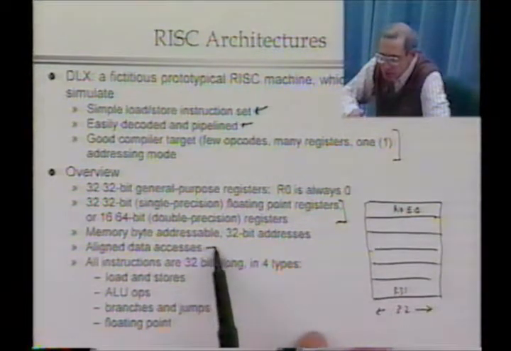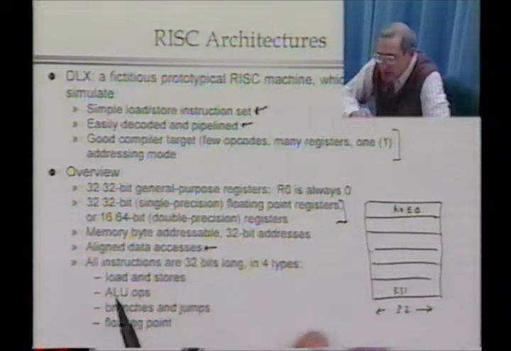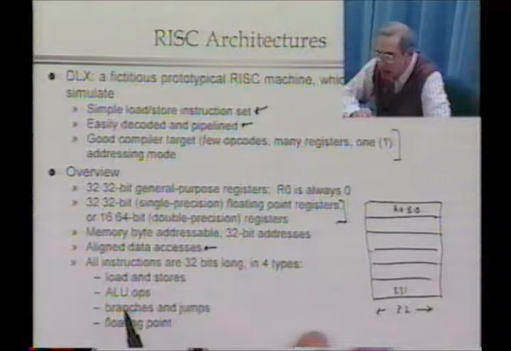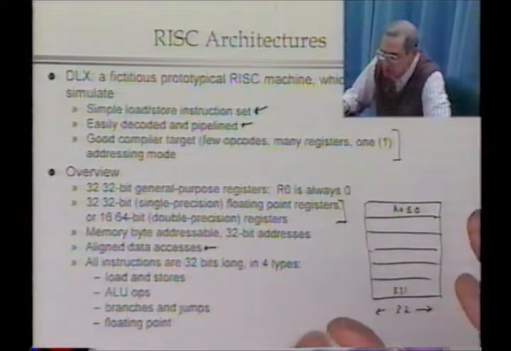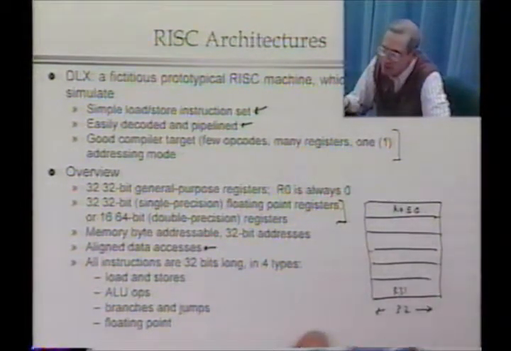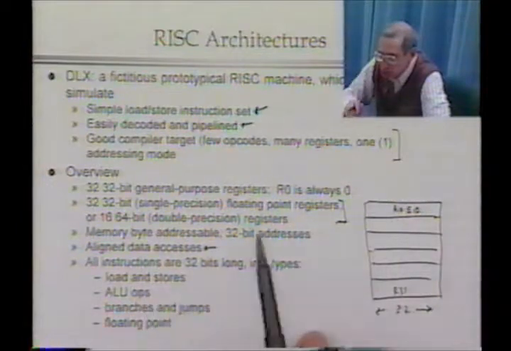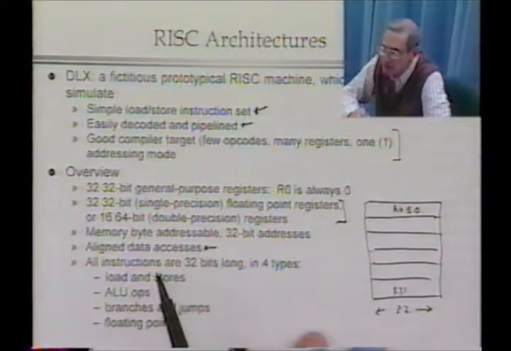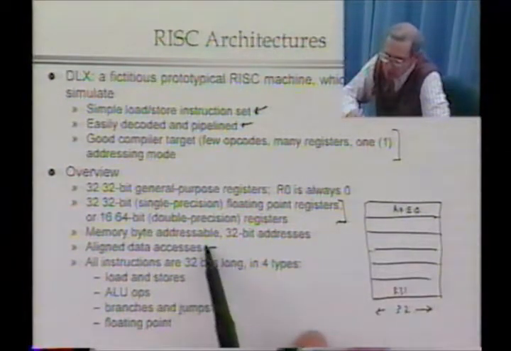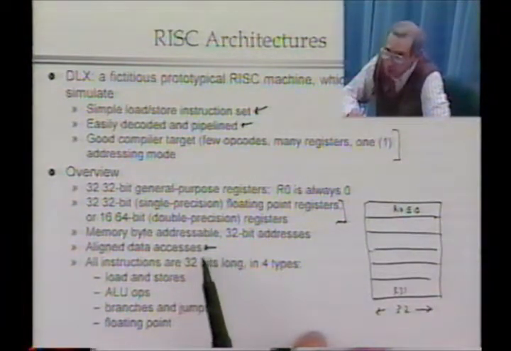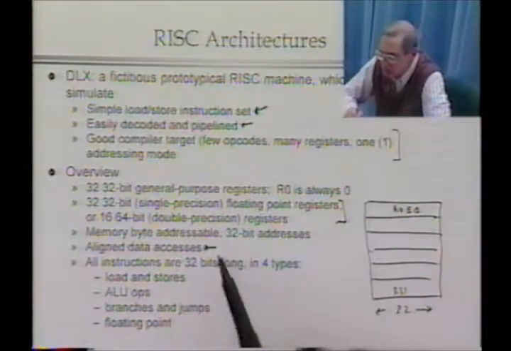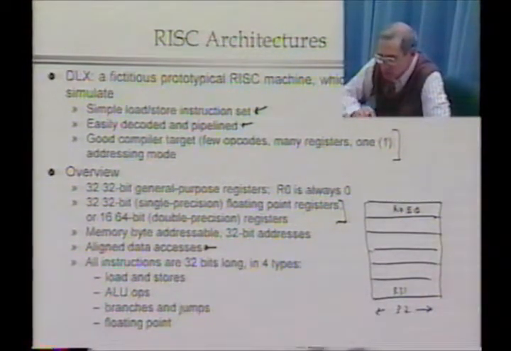Unlike many of the previous machines we've seen, data accesses are aligned. If you're accessing a byte, it can be on any byte boundary. If you're accessing a 16-bit half word, it has to be on a 16-bit boundary. If you're accessing a 4-byte integer or a 4-byte floating point operand, it has to be on a 4-byte boundary. And that's primarily to make instruction execution quick. You don't have to ever fetch two separate words and put together the pieces to access a larger quantity.